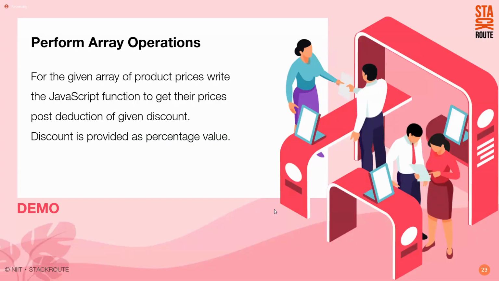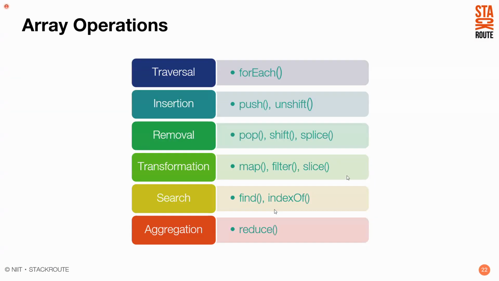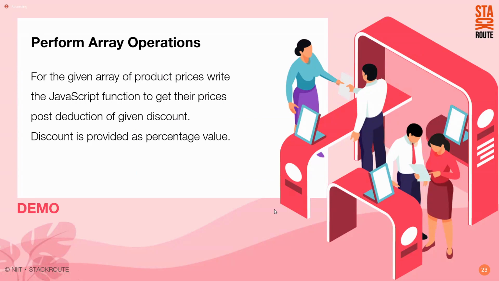Fine. So let's continue with the next, not a new topic. We will continue with array operations. We are going to define an array and perform array operations. Whatever operations we discussed for a simple array, we are going to do the same for an array of arrays. For a given array of product prices, write a JavaScript function to get their prices post deduction of a given discount. The discount is provided as a percentage value.